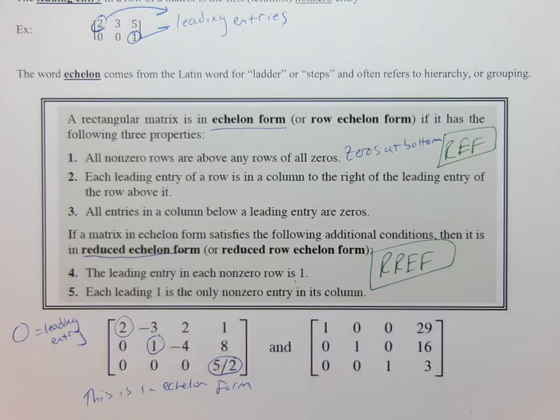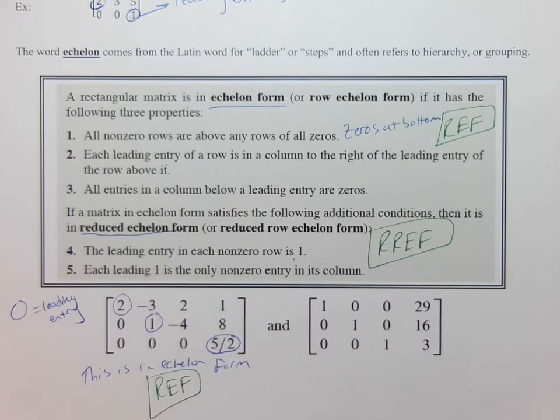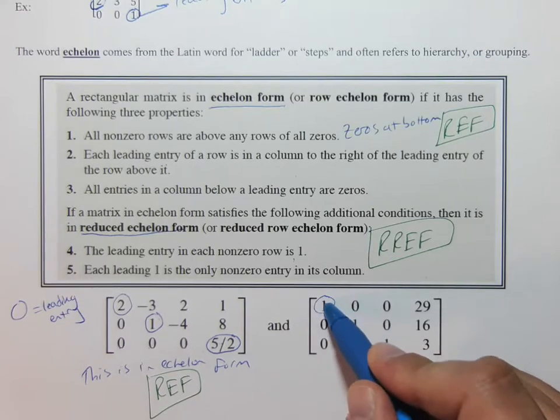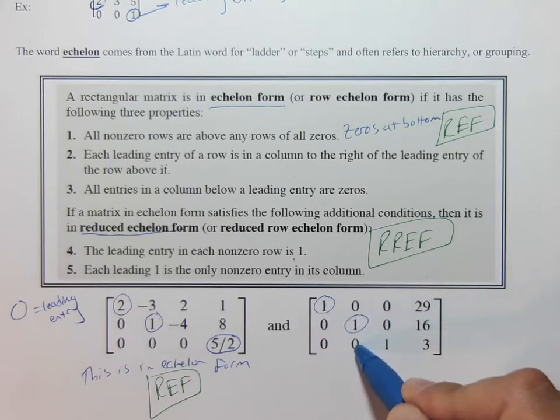Or row echelon form. Again, I usually just abbreviate it REF. Okay. And when we do a similar kind of analysis on the next matrix on the right, again, here's the leading entry, down and to the right, leading entry, down and to the right, leading entry. So we have leading entries satisfying the ladder thing we're looking for, right?